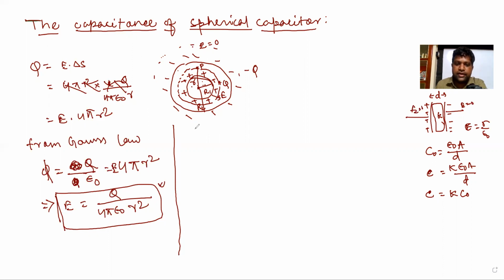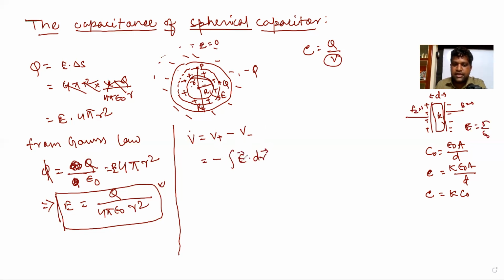Now we can find out the potential, because our target is to calculate the capacitance. So C is equal to basically Q by V. Here we are interested in finding V, the potential difference. So the potential difference is equal to, let's say, the inner sphere having the higher potential V plus, minus the outer sphere having potential V minus, which we can write as minus integral of E dot dr.